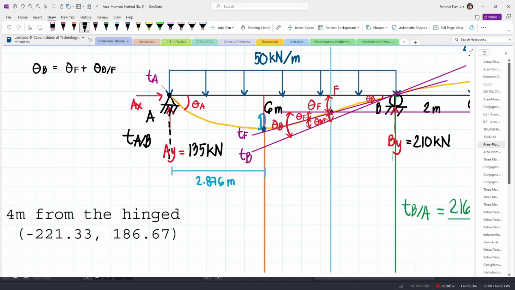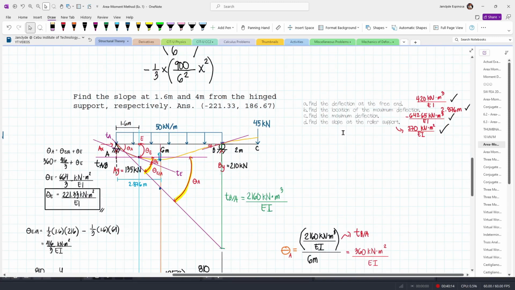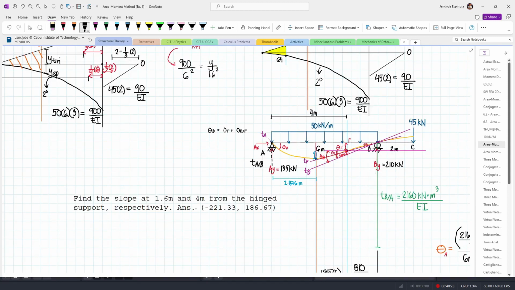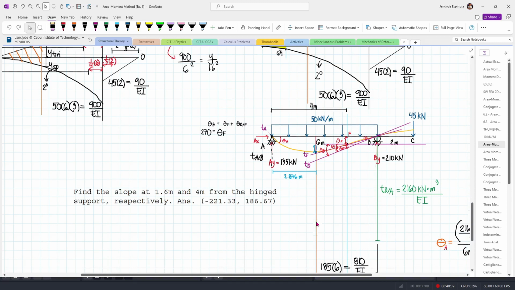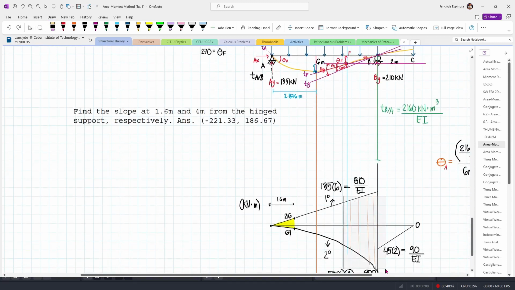Now, alam na natin yung slope at B. Again, we have it here. The slope at the roller support, which was solved in the previous video, we have 270. So this is 270 equals the slope of F, and then we're gonna try to solve the slope of B with respect to F. Now, to get this expression, isosolve natin yung area na to.